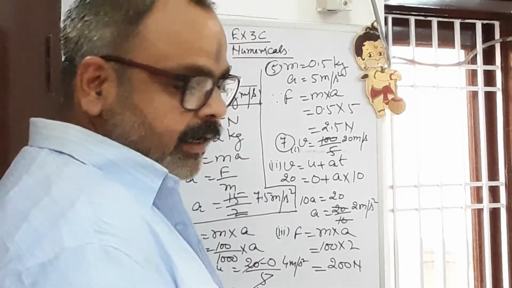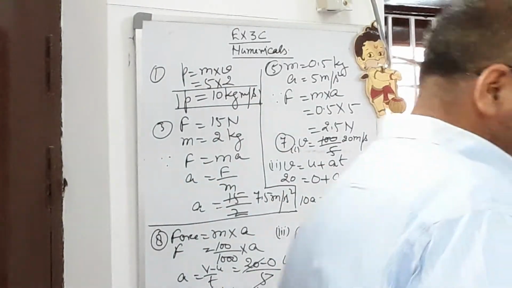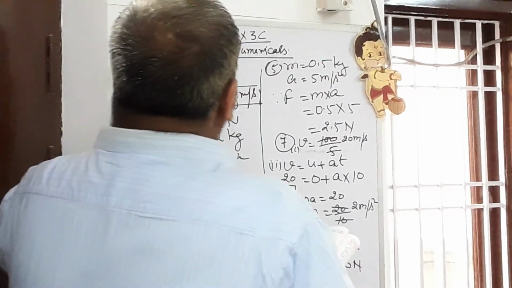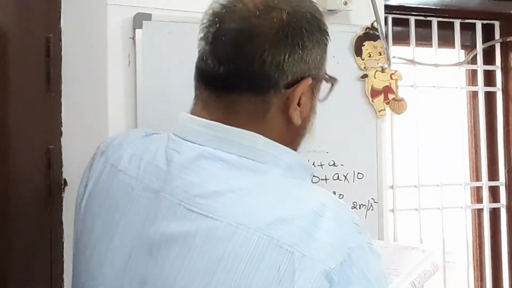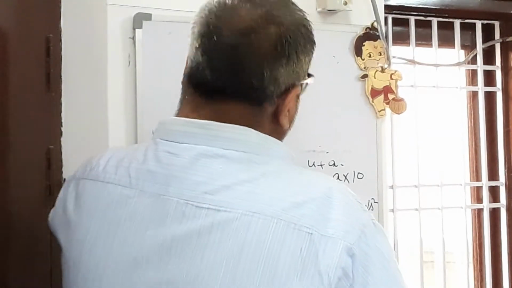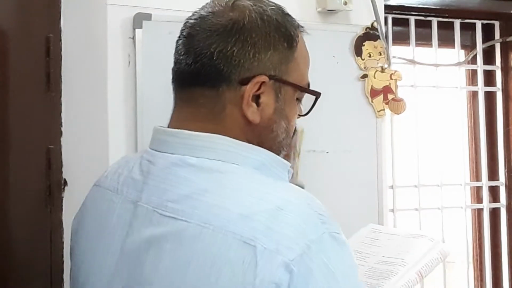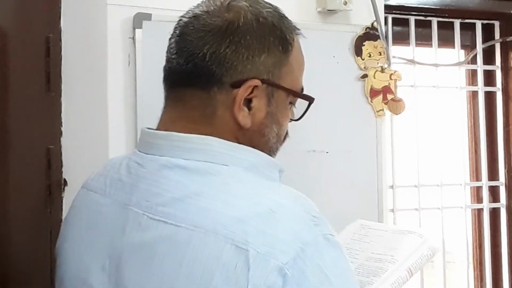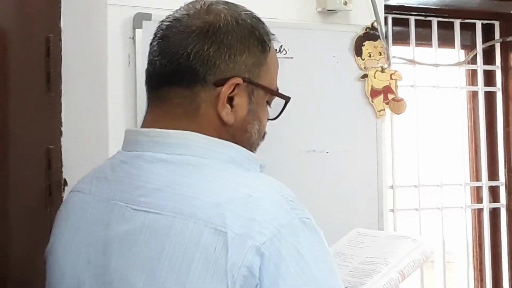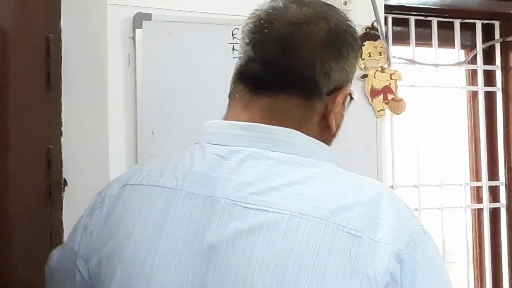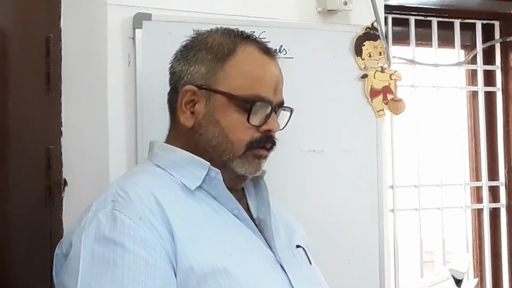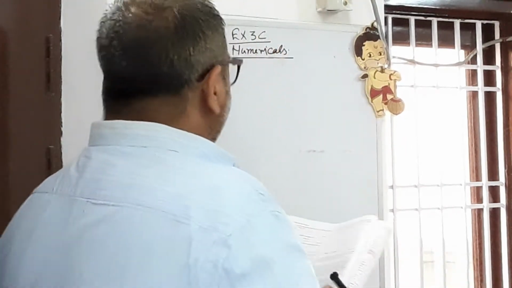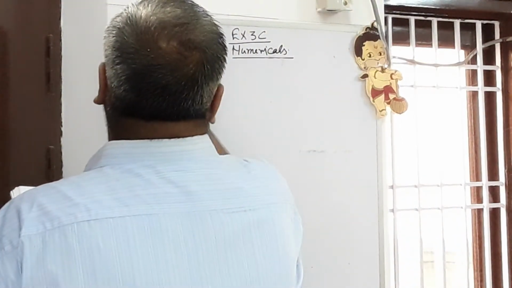Next question, question number 10. A force acts for 0.1 second on a body of mass 2 kg initially at rest. Force then withdrawn.